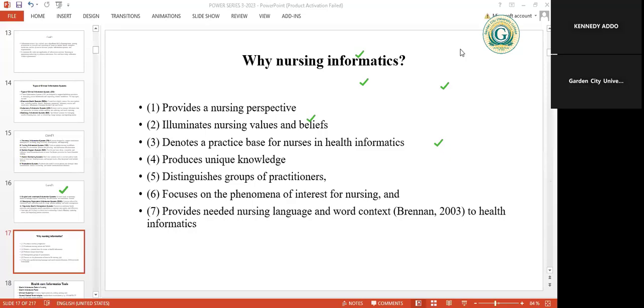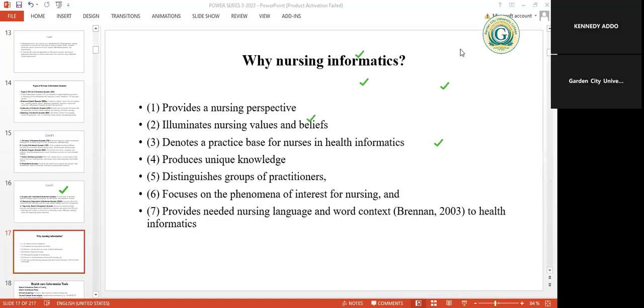It distinguishes a group of practitioners. So this also sets us apart from other practitioners. So we have legitimized the field of nursing informatics. I don't know what other fields are also doing, even though I know the laboratory and those in other disciplines, but it has now been made more clear, especially in the field of nursing. It focuses on phenomena of interest for nursing. It is also a field of interest for practitioners in nursing. It provides the needed nursing language and word context. We are talking about uniformity of language.